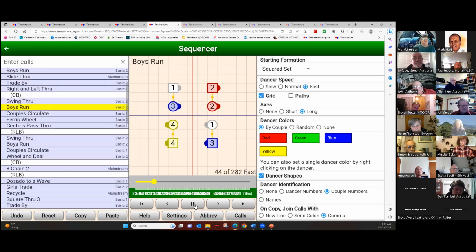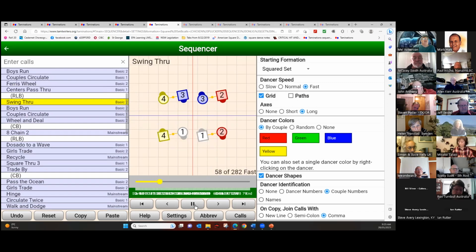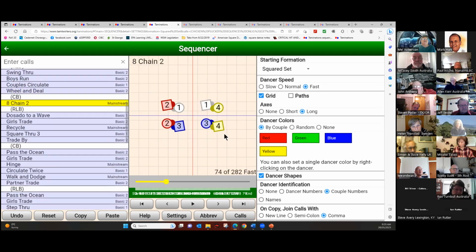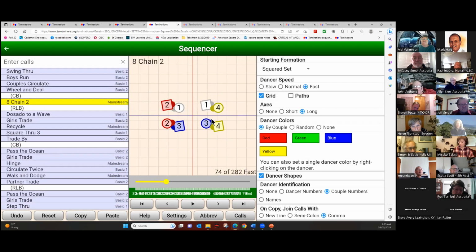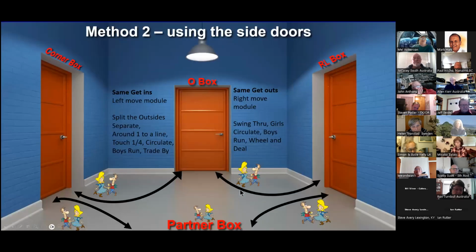Every one of those sequences is a chicken plucker. I'm now in a right-hand lady box. I'm back in a corner box. I'm just on the other side of the square. Every one of these sequences is a chicken plucker. What it does is it shows you to stress the importance of start small. Start with a pass-through trade by as your chicken plucker to move directly across the square.